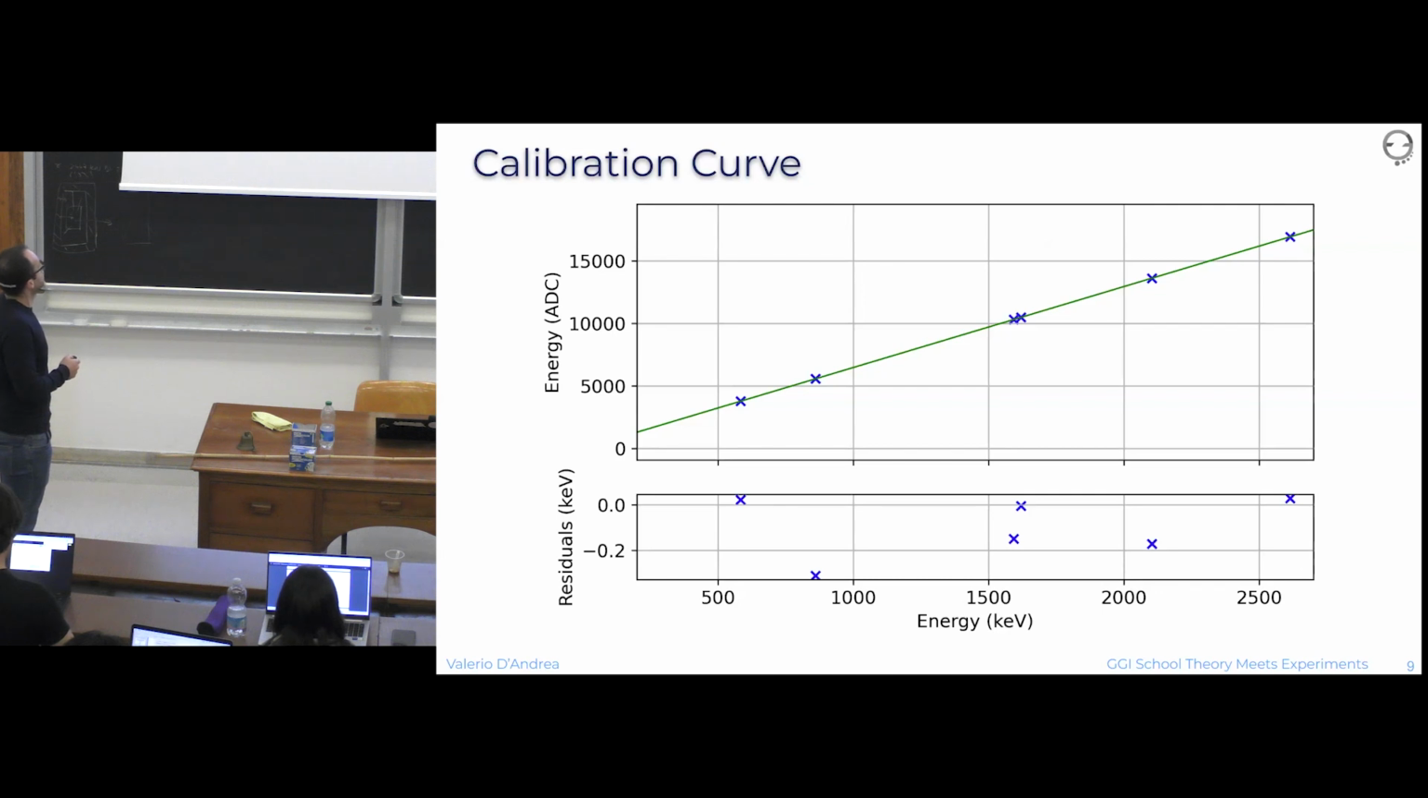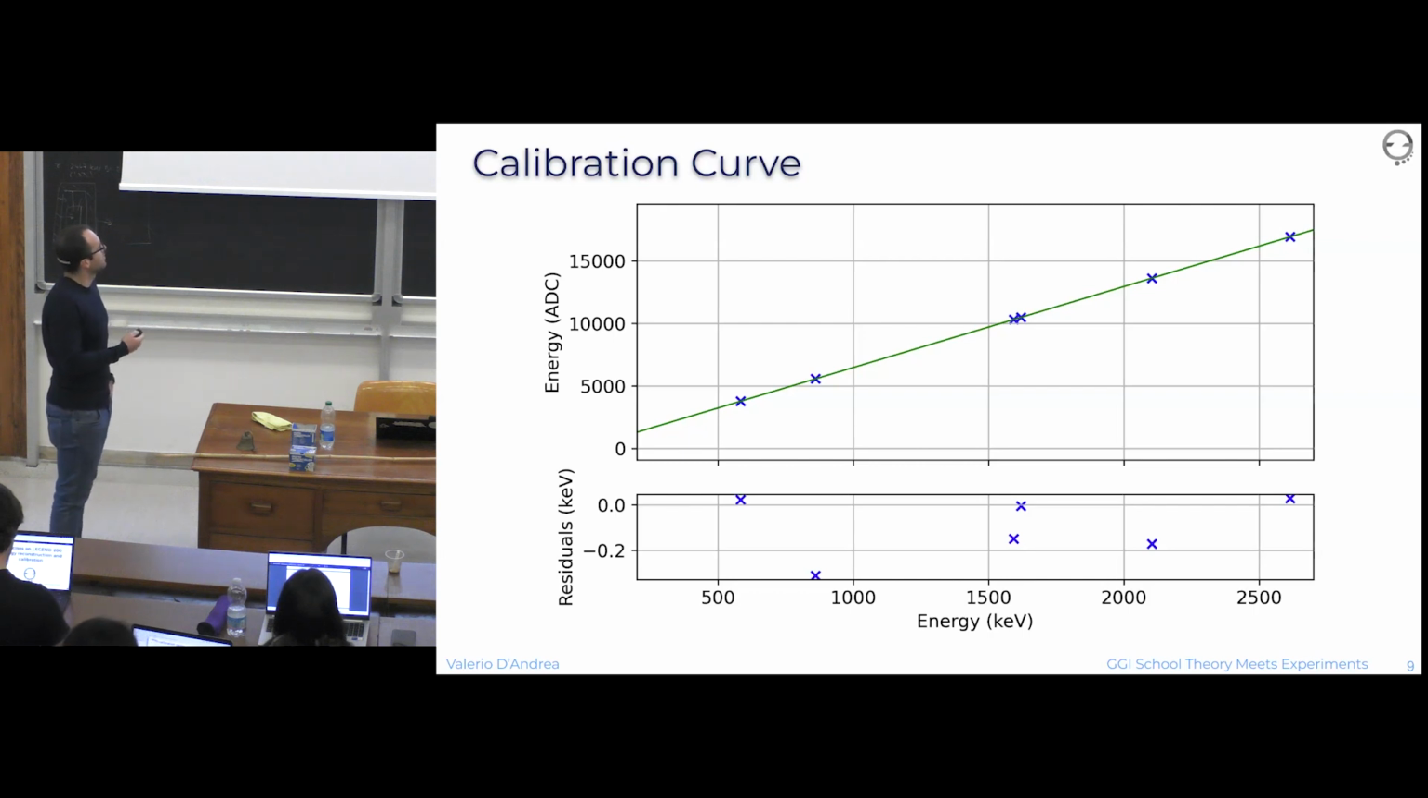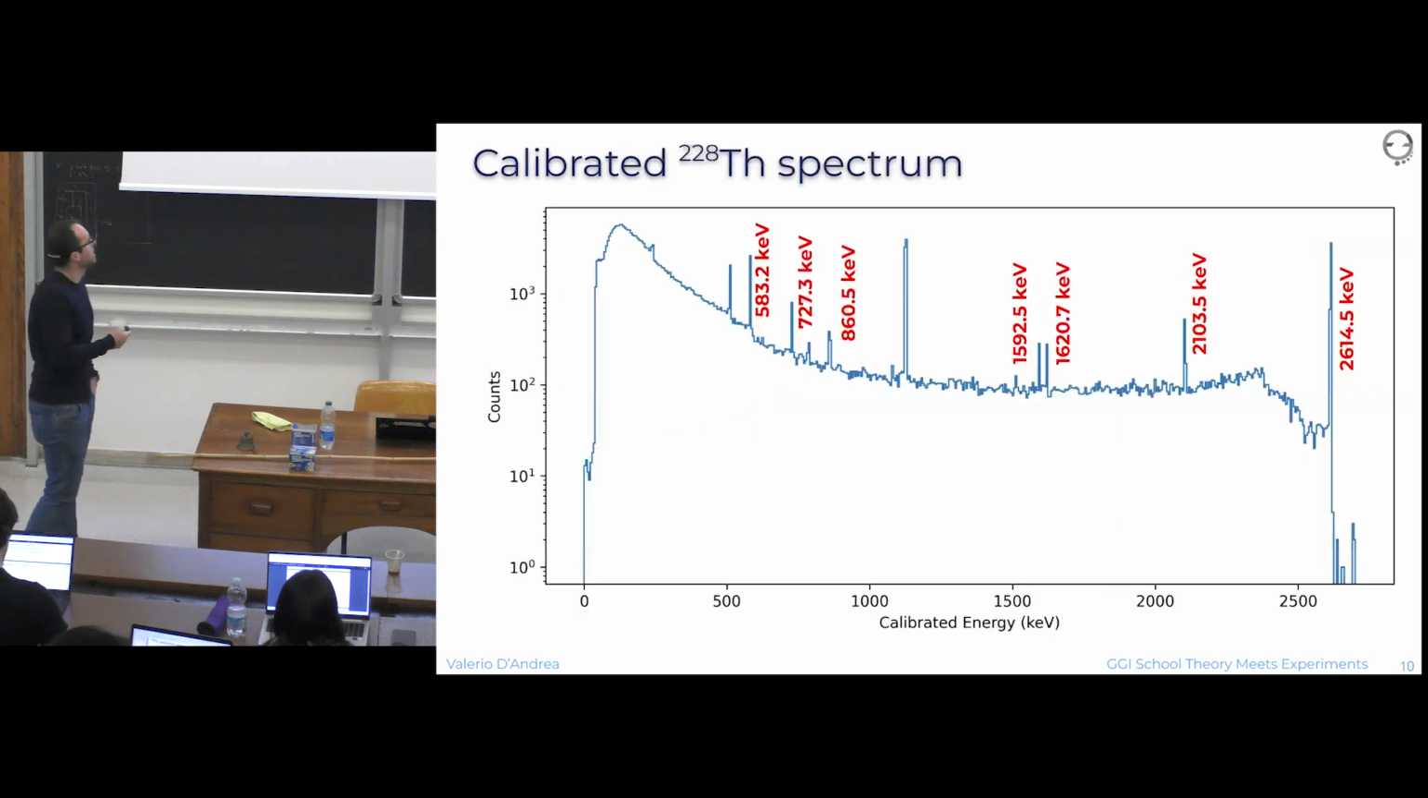At the end, you want to have a calibration curve that provides you the function to go from uncalibrated energy to calibrated energy. And then you can get the calibrated spectrum, which is something like this, very similar to the other one, but with the calibrated energy. Like this is the 2.6 MeV peak that is exactly at 2.6 now.